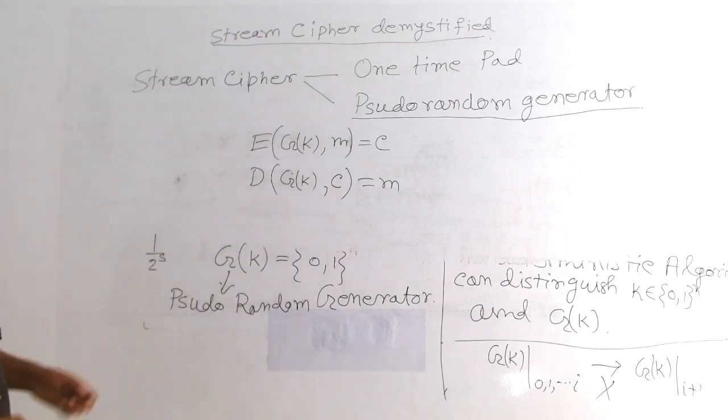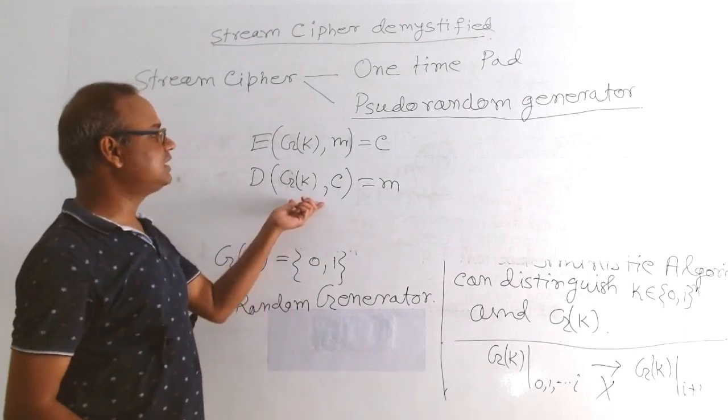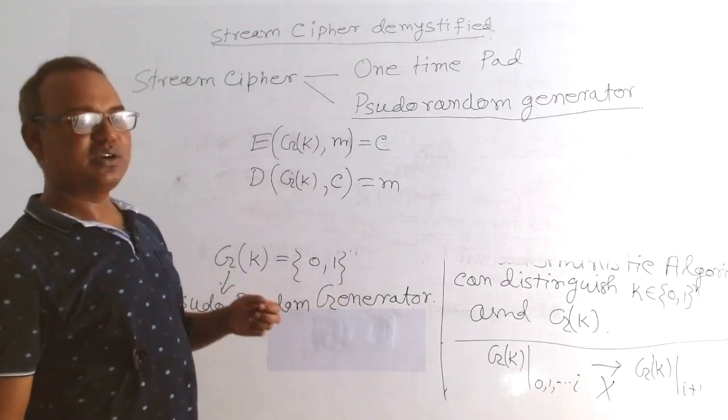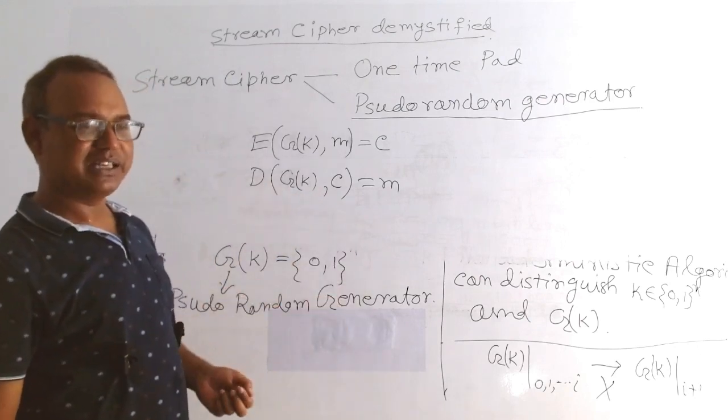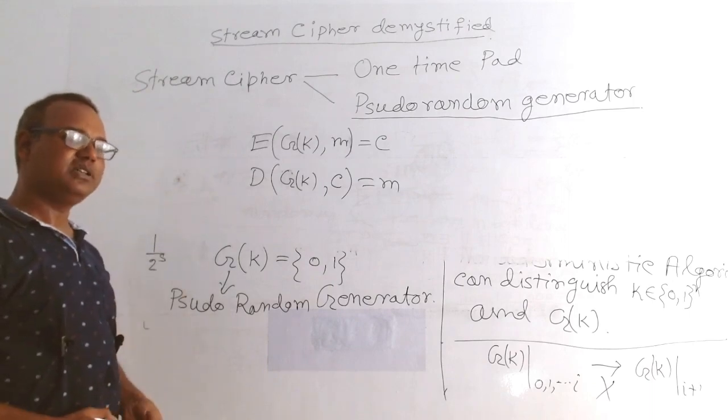Okay, so we'll come next to more details about the security concern. Okay, which pseudo random key is secure, how pseudo random key may be generated. Okay, those algorithms will come in the next lecture.